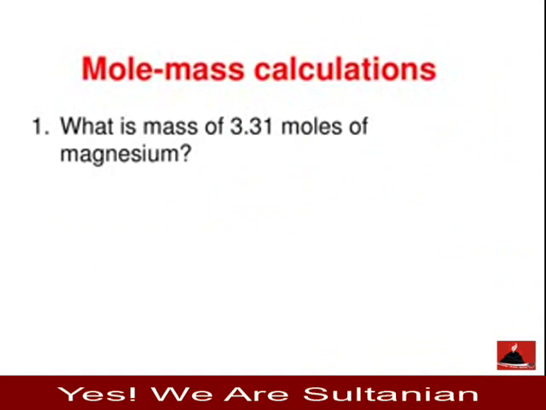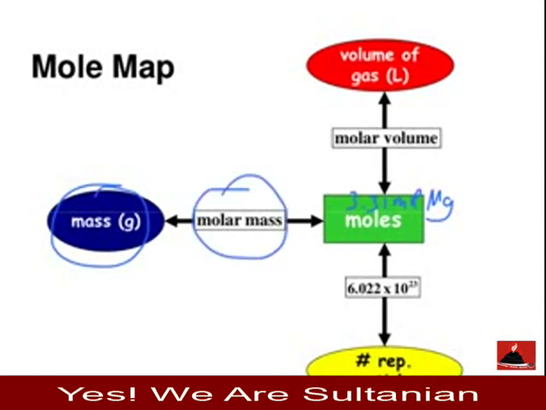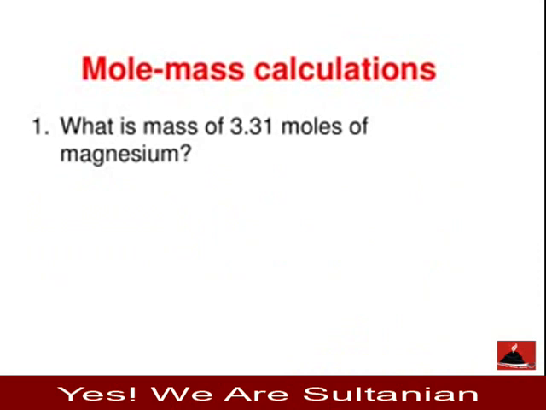So let's say I was interested in using 3.31 moles of magnesium, and I wanted to know the exact mass of this, so I could basically figure out how many particles there were. Let's take a look at that map again. So we have 3.31 moles of magnesium, and what we want to find is the mass of magnesium. So as you can tell by this little map, we're going to need to use the molar mass in order to figure that out. We don't need to know the representative particles here because we're not trying to figure out how many particles are in it.